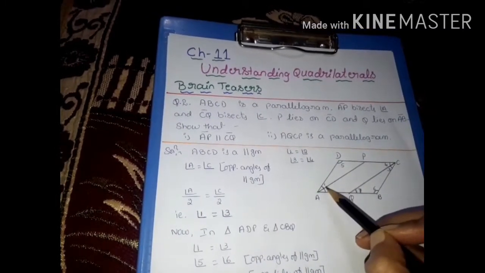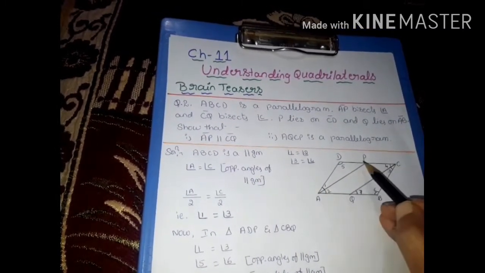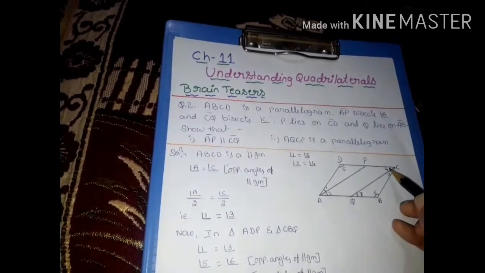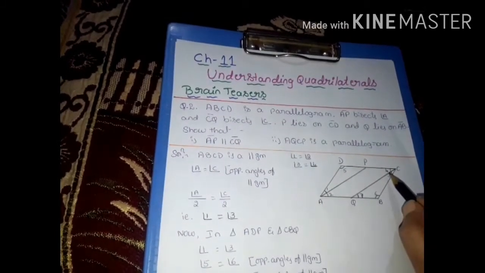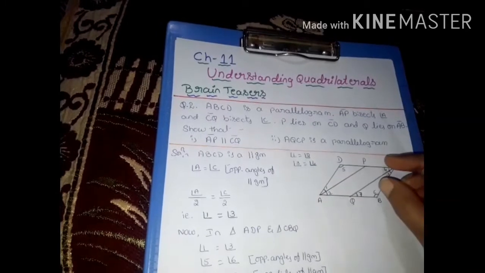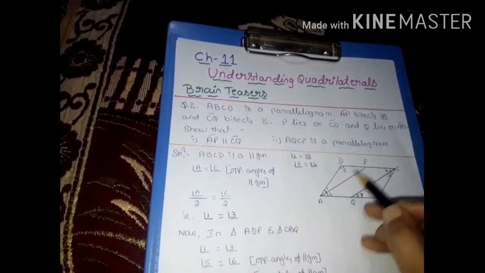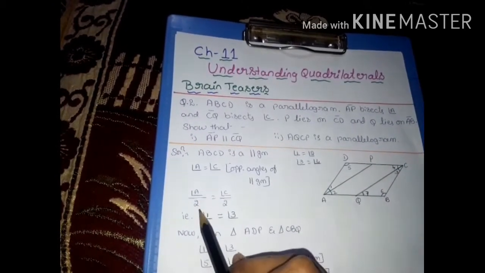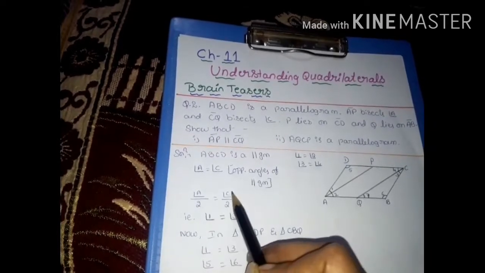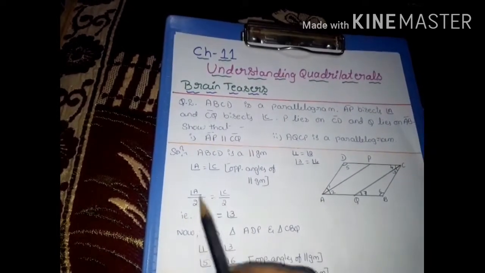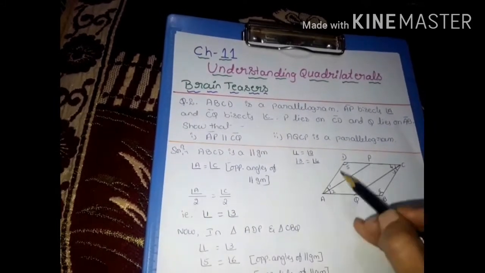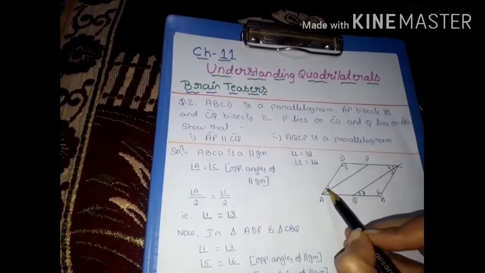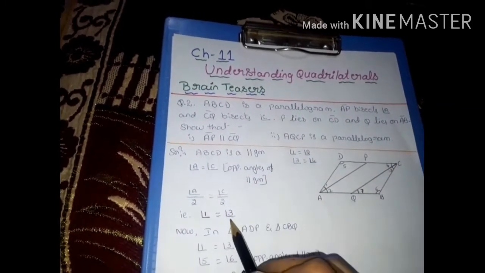According to the question, angle A is bisected by AP. So half of angle A is equal to half of angle C, nothing but angle A and angle C are equal. Half of angle A equals half of angle C because AP bisects angle A and CQ bisects angle C. You can write here angle A divided by 2, half of angle A, equal to half of angle C. Both are equal. Here half of angle A we consider as angle 1, half of angle C we consider as angle 3. Then angle 1 equal to angle 3.